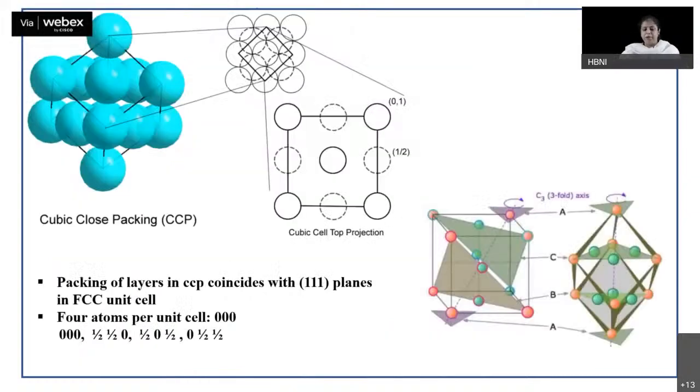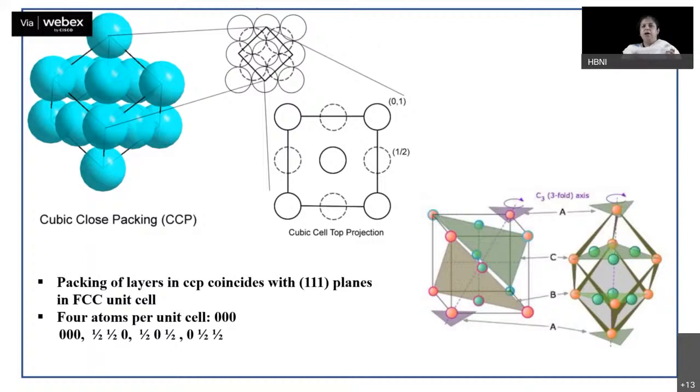Now the problem occurs in CCP. In cubic close packing, the unit cell is an FCC unit cell. And what is an FCC unit cell? You have atoms at the corners of the cube and atoms at the face center of the cube. But now the interesting thing is, suppose this is that particular cube and these are the basal planes. Basal planes are the faces of the cube. These basal planes do not coincide with the packing of the layers in cubic close packing.